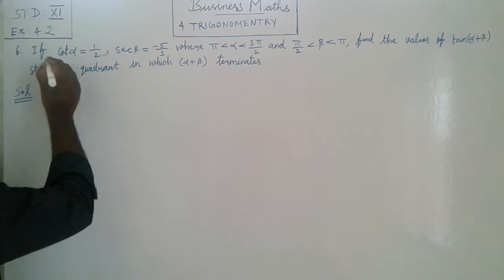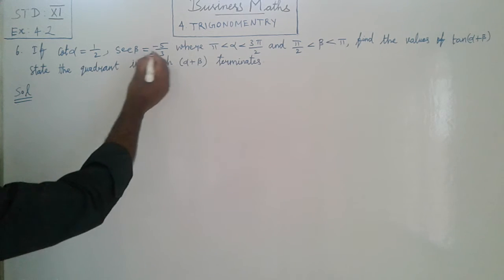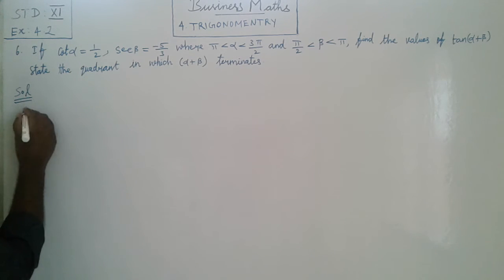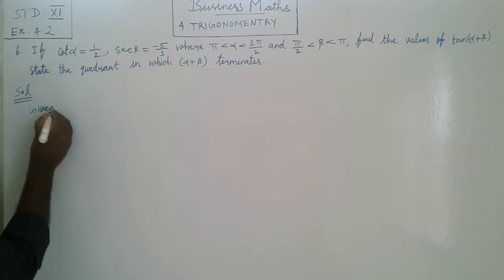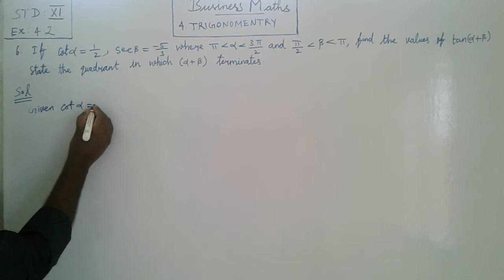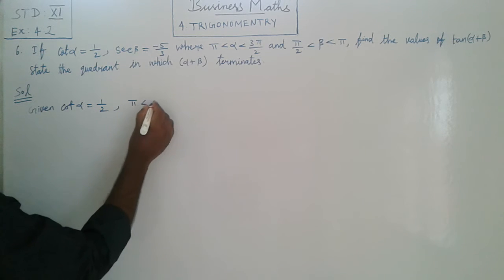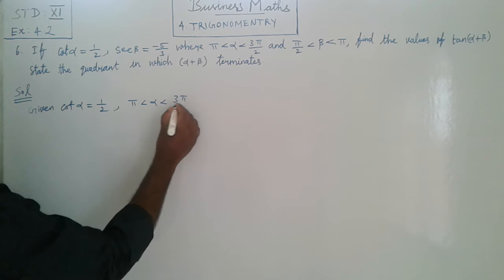Sixth sum. If cot alpha equal to 1 by 2, secant beta equal to minus 5 by 3, where pi less than alpha less than 3 pi divided by 2 and pi by 2 less than beta less than pi, find the value of tan alpha plus beta. State the quadrant in which alpha plus beta terminates. So tan alpha plus beta value we should find out. The first one given, cot alpha equal to 1 by 2. The limit is pi less than alpha less than 3 pi divided by 2.